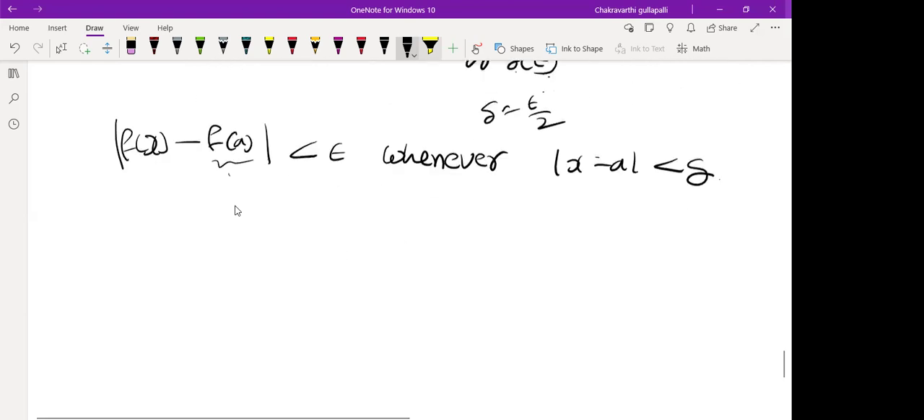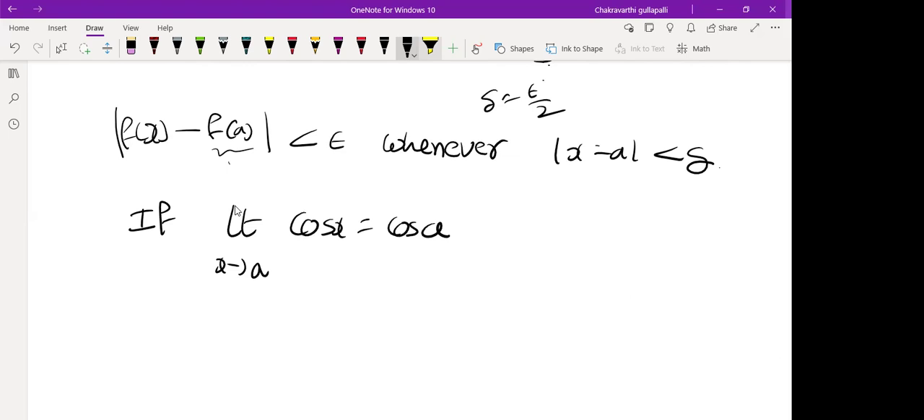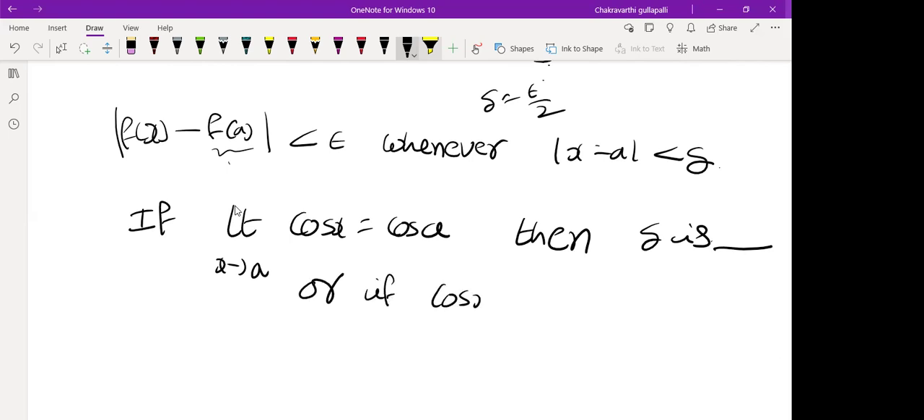For example, the limit as x approaches a of cos x equals cos a, that is, cos is continuous, then delta is what? You may get a question like this: if cos x is continuous at x equal to a, then delta is what?